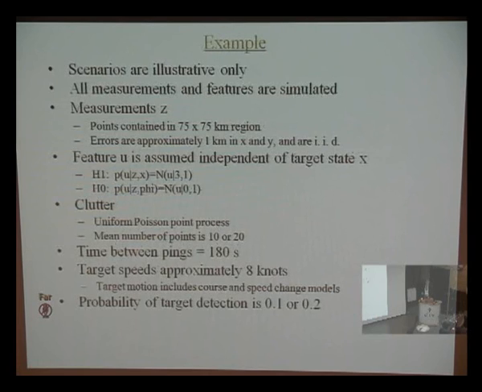So an example, color examples, these are illustrative only, everything is simulated. In this case, measurements are from a 75 kilometer square region, and this will imitate something like a multistatic sonar problem. Measurement errors are 1 kilometer, that is sigma in each x and y. They're IID, Gaussian distributed. The feature vector, when it's present, will have a distribution whose mean is 3 and a variance of 1 if it belongs to a target, and it'll have a mean of 0 and a variance of 1 if it doesn't, in which case it belongs to clutter.